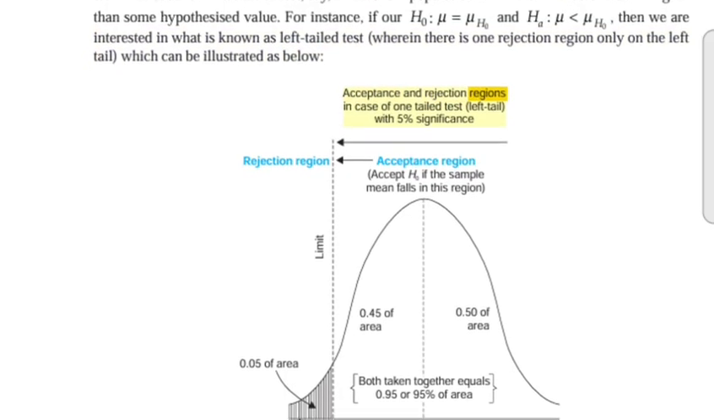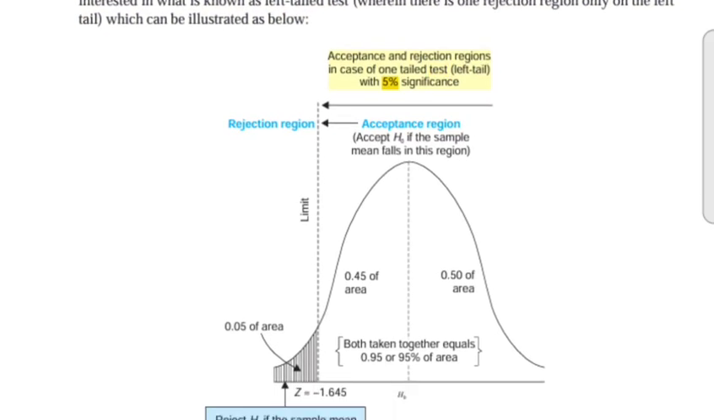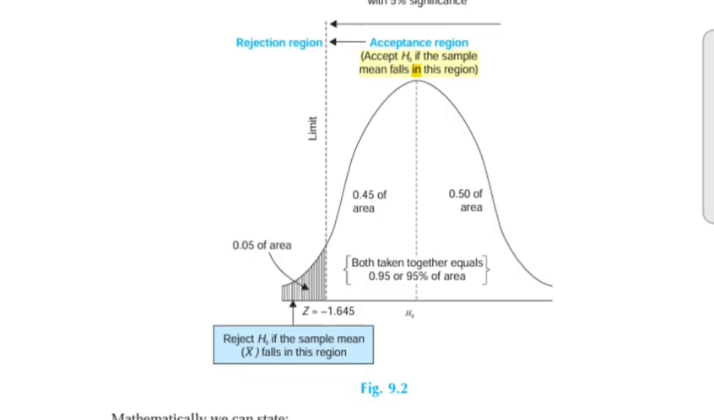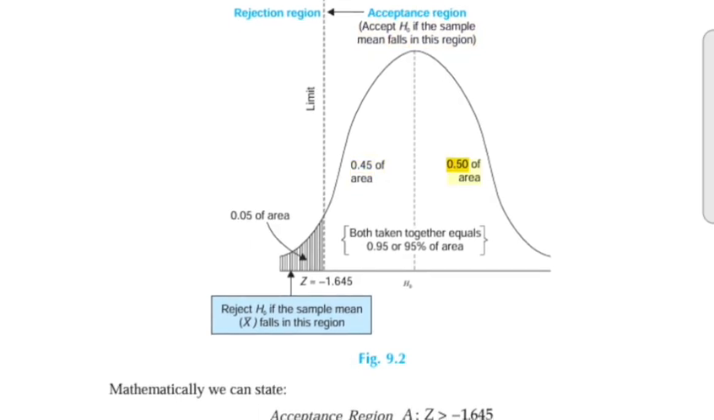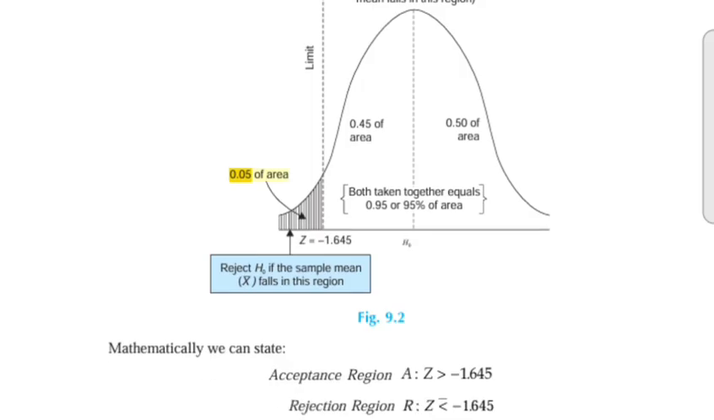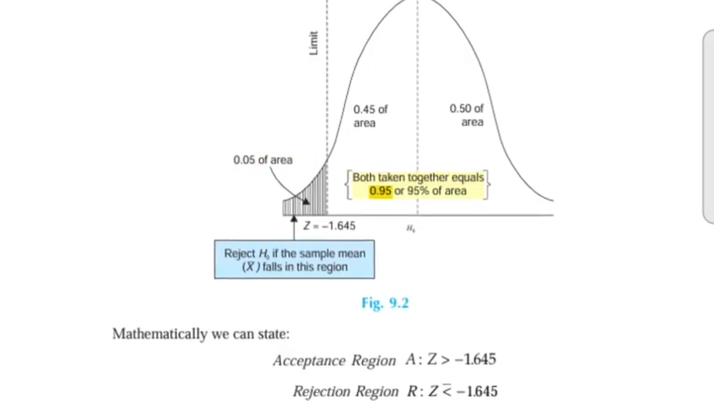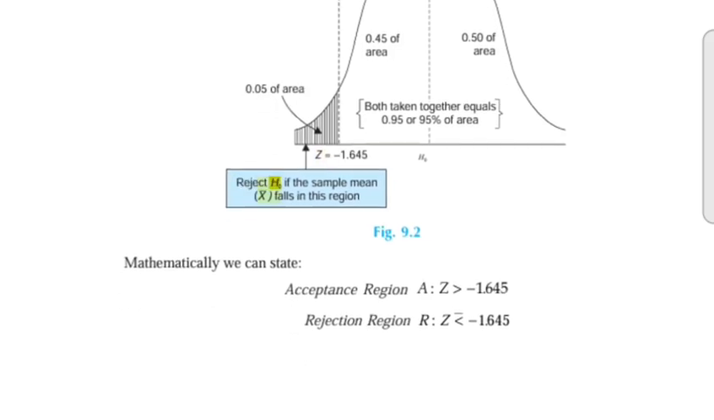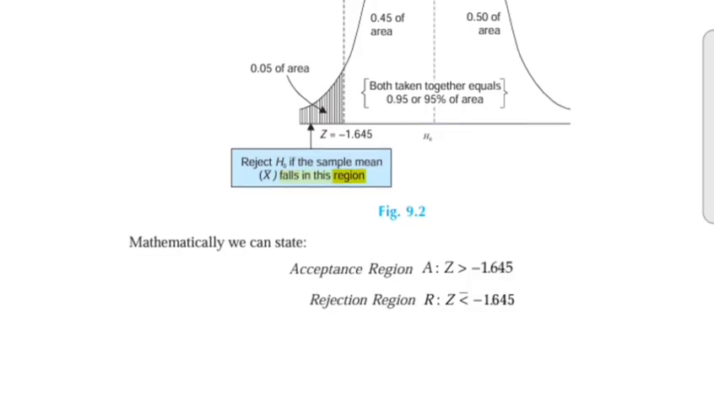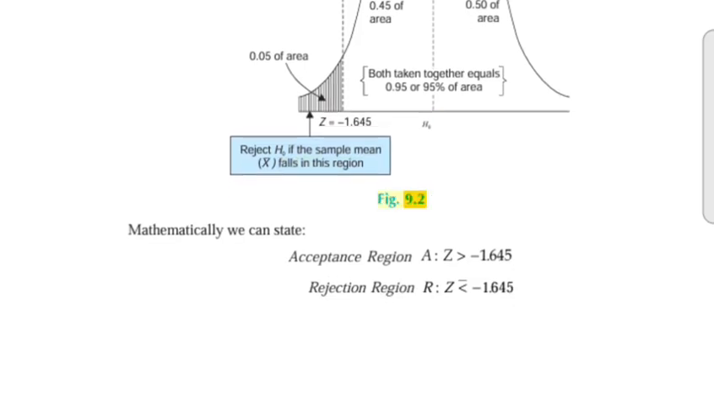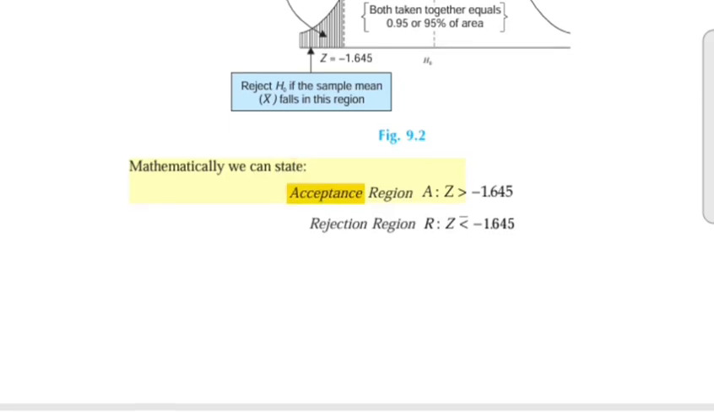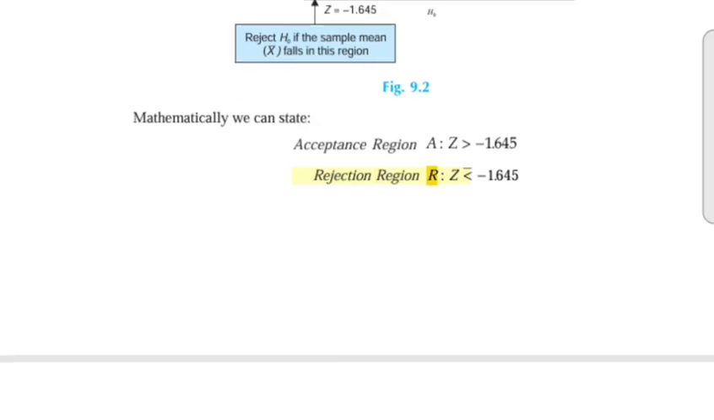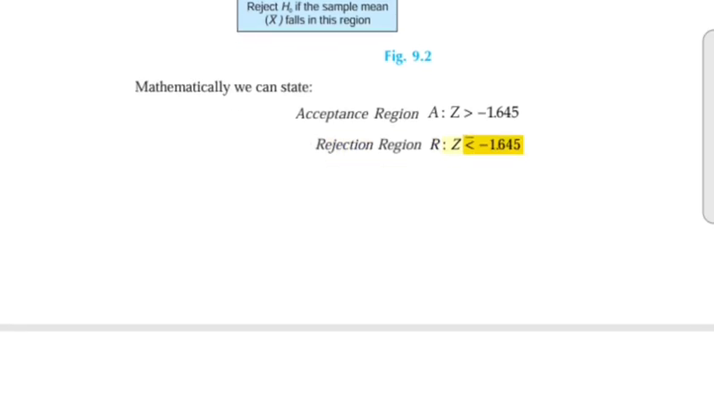Acceptance and rejection regions in case of a one-tailed test, left tail, with 5% significance. Accept H0 if the sample mean falls in the acceptance region: 0.45 of area plus 0.50 of area, both taken together equals 0.95 or 95% of area. The limit is Z = -1.645. Reject H0 if the sample mean falls in the rejection region of 0.05 of area. Fig. 9.2. Mathematically we can state: acceptance region is Z greater than -1.645, rejection region is Z less than -1.645.